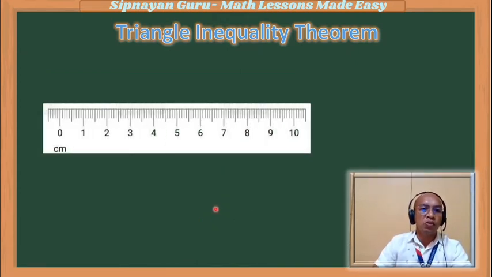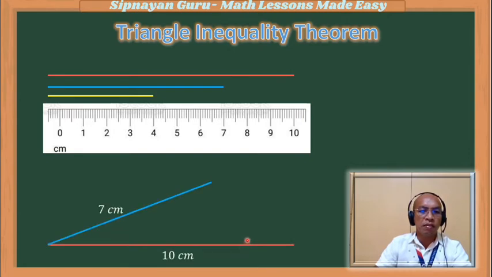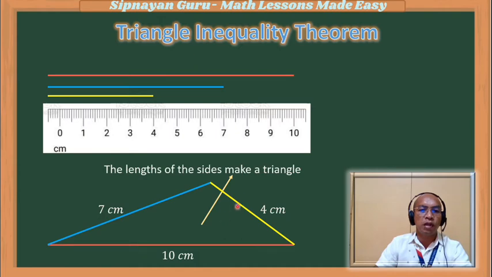So how about in these measures? Our shortest side is 4 centimeters. The second side is 7 centimeters. And the longest side is 10 centimeters. So this is the longest side, the second side is 7 centimeters, and our smallest side is 4 centimeters. As you can see, these lengths of sides can make a triangle.